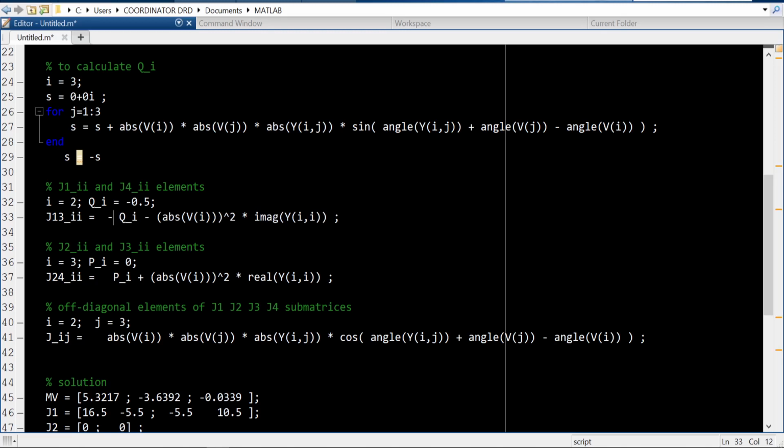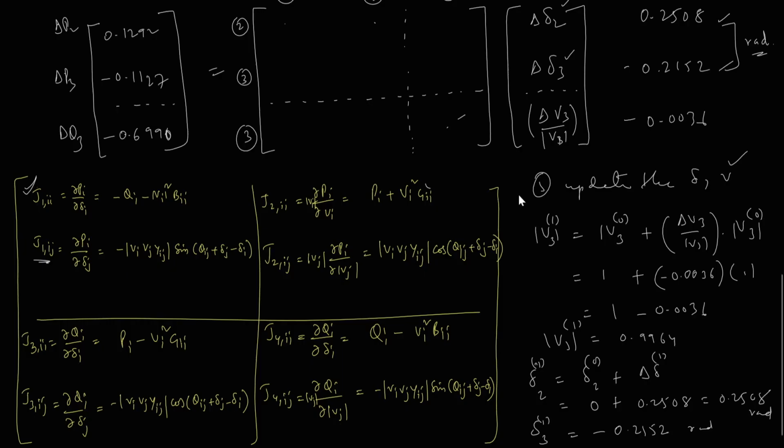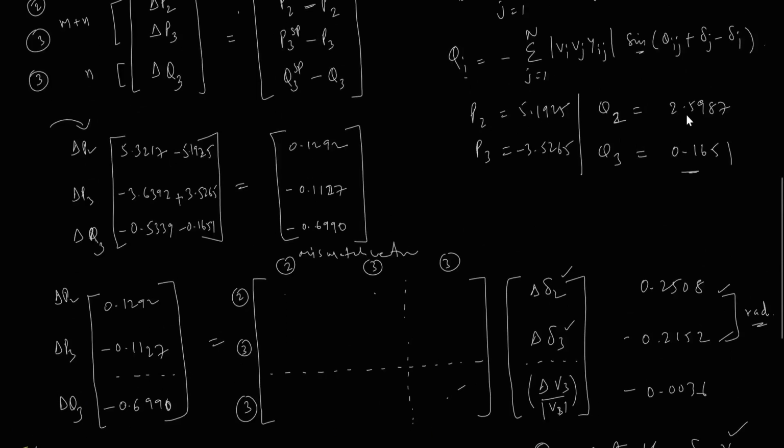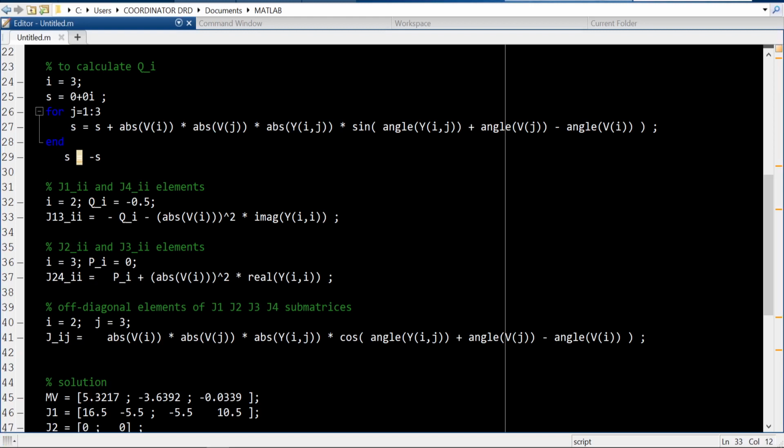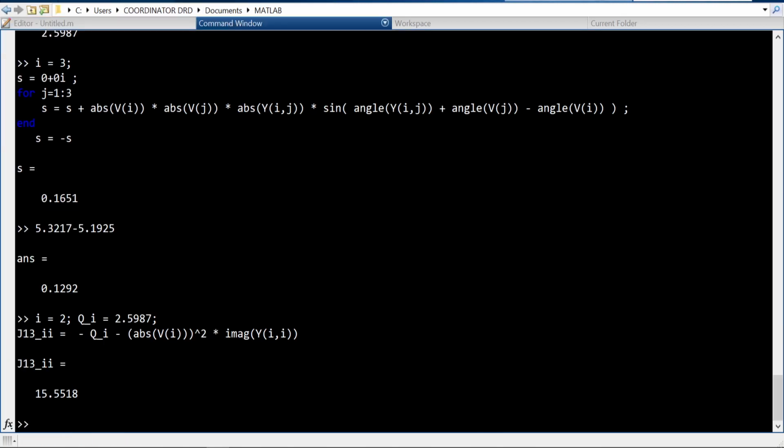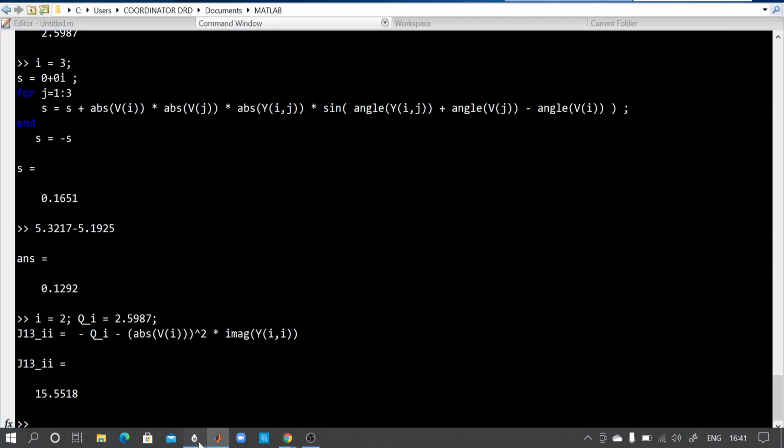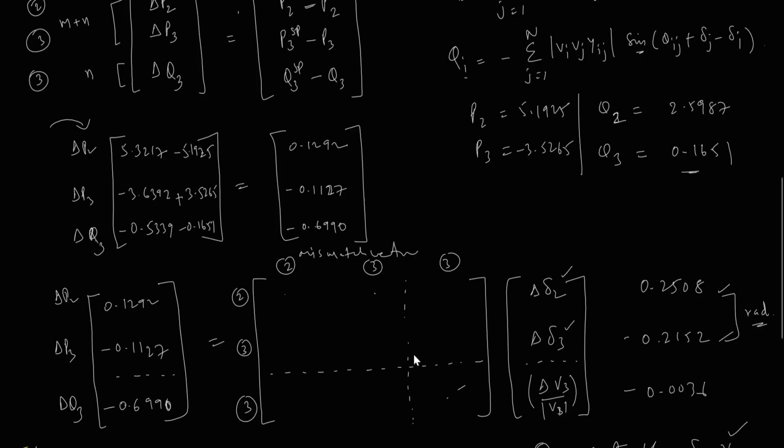And what is Q2? What we got? Q2 is 2.5987. I have to feed this Q2, right? So I am taking this, and if I evaluate this value, I get 15.5518.